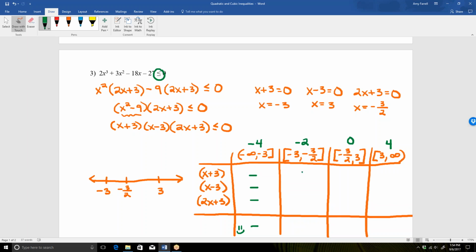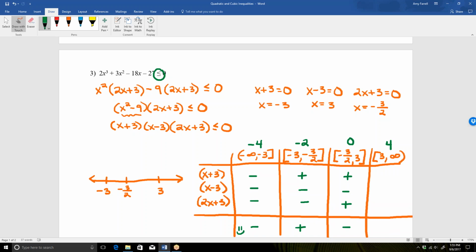All right, -2. When plugged into the first factor, I get a positive result. Second factor, negative result. Third factor, negative result. This is going to end up being positive because 2 negatives multiplied together is a positive, and a positive times a positive is positive. 0 would be positive, negative, positive, which is going to give me a negative result. A positive times a negative is negative, and a negative times a positive is also negative. So this is also going to be part of our solution set.